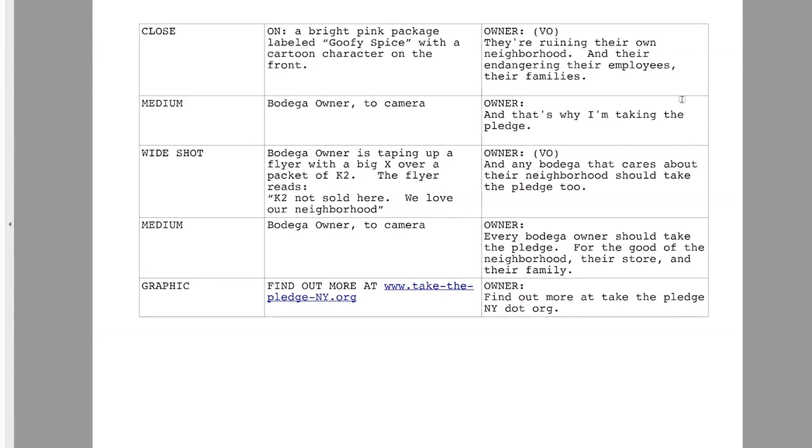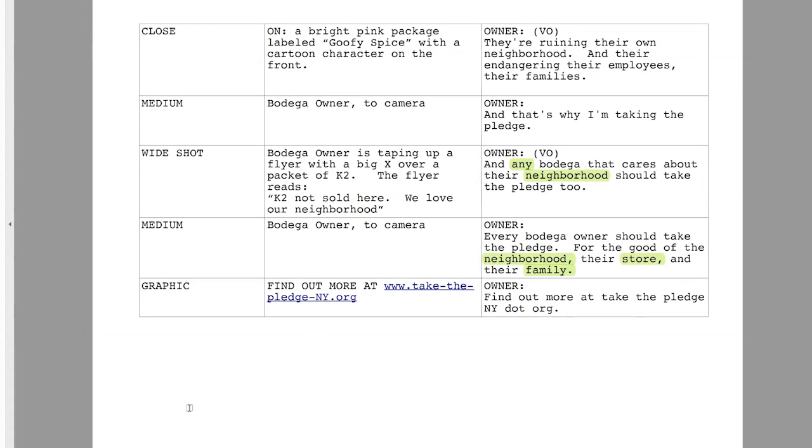And we see the bodega owner say, that's why I'm taking the pledge. And we see the bodega owner doing an action in a wide shot. He's taping up a flyer that has a big X over a packet of synthetic marijuana. And it says, synthetic marijuana not sold here. We love our neighborhood. And the owner explains, any bodega that cares about their neighborhood should take the pledge too. For the good of the neighborhood, their store, and their family.